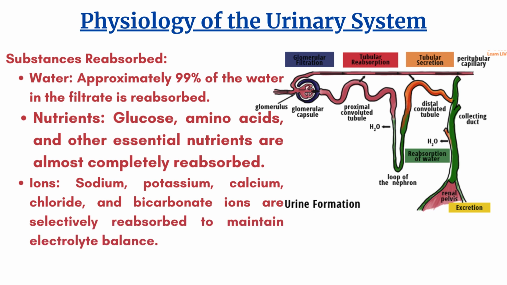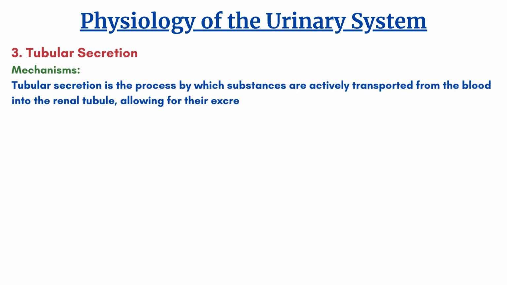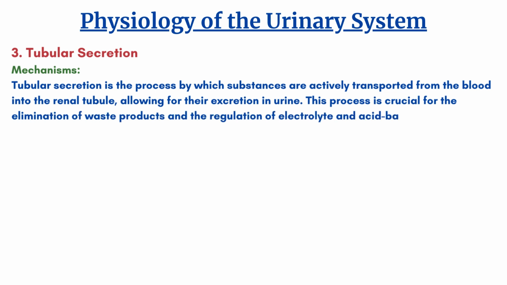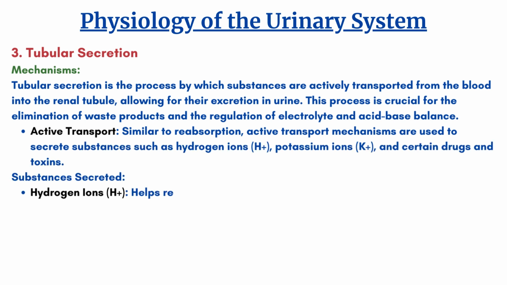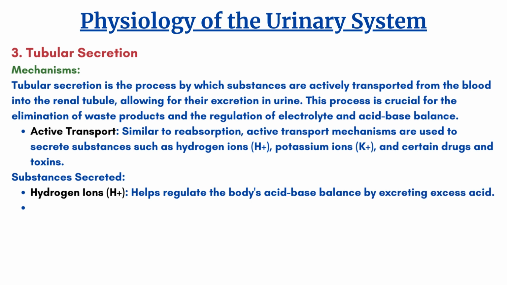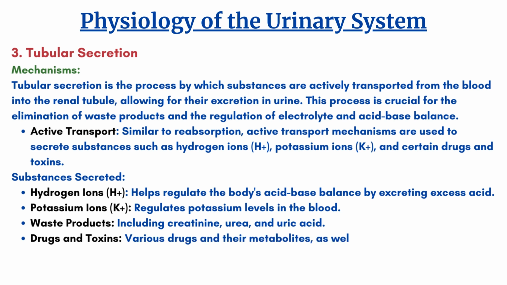3. Tubular secretion mechanisms. Tubular secretion is the process by which substances are actively transported from the blood into the renal tubule, allowing for their excretion in urine. This process is crucial for the elimination of waste products and the regulation of electrolyte and acid-base balance. Active transport. Similar to reabsorption, active transport mechanisms are used to secrete substances such as hydrogen ions, H+, potassium ions, K+, and certain drugs and toxins.